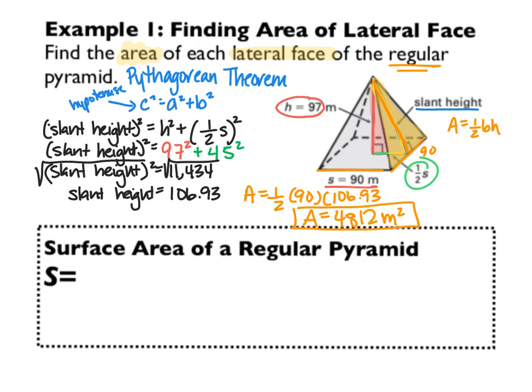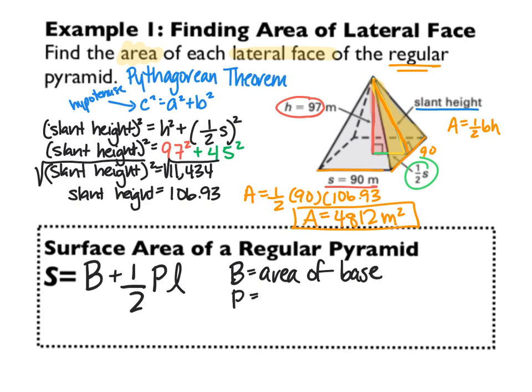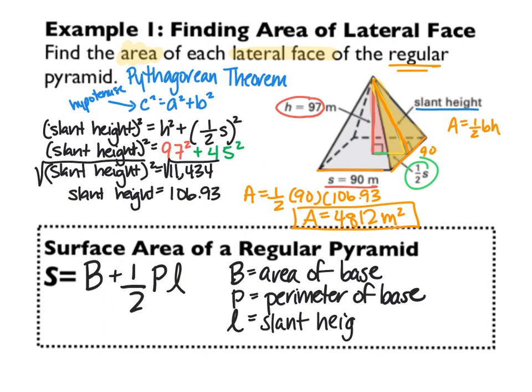So it's S equals big B plus 1/2 PL, where big B is the area of the base, P is the perimeter of the base, and this L is the slant height. Keep in mind for the slant height, you may need to use the Pythagorean theorem if they don't just give you the slant height.